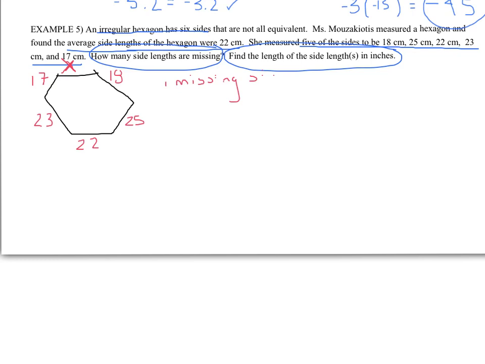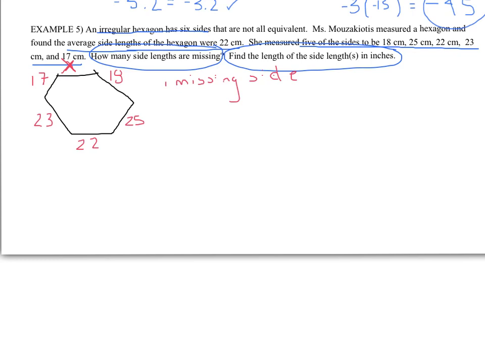One missing side. So there's the answer to our first question. Now the second question says, find the length of the side that's missing. Let's think about the other piece of information that we were given. We were also told that the average side length of the hexagon was 22.